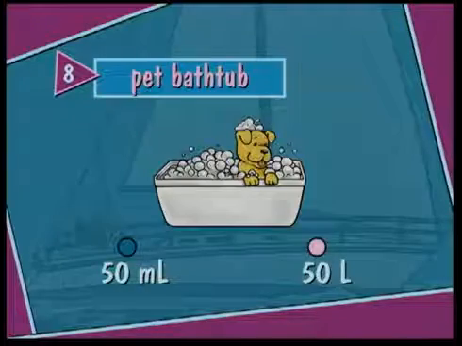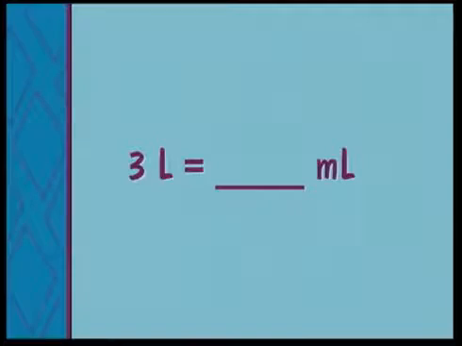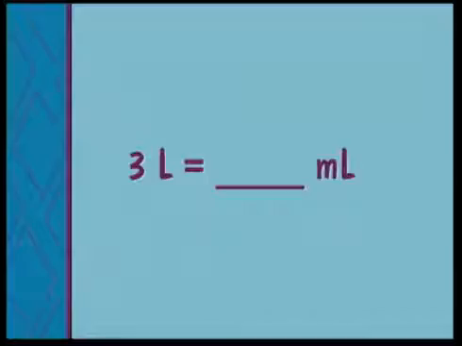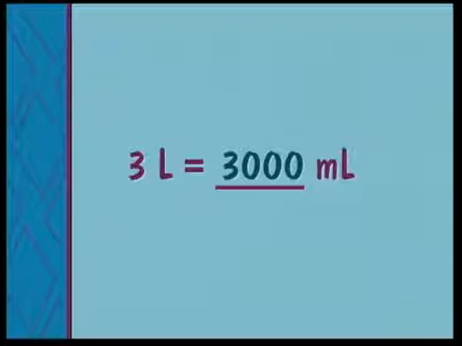All right, super. Now we're going to talk about converting milliliters to liters and liters to milliliters. So take a look at this expression. 3 liters equals blank milliliters. Okay, how many milliliters equal 3 liters? What are we going to do? Remember, we're going to multiply by 1,000 to change from our larger unit to our smaller unit. So we're going to say 3 times 1,000 is 3,000.